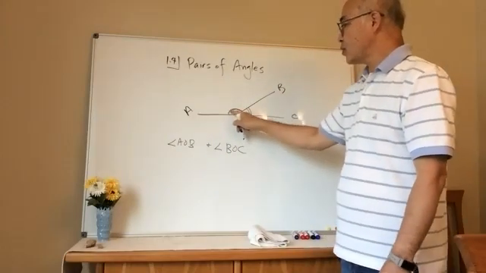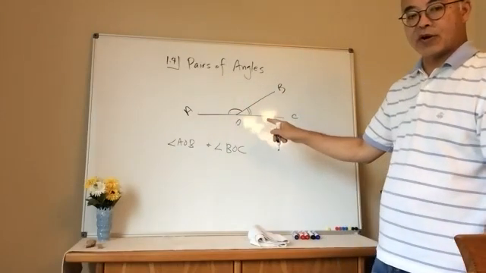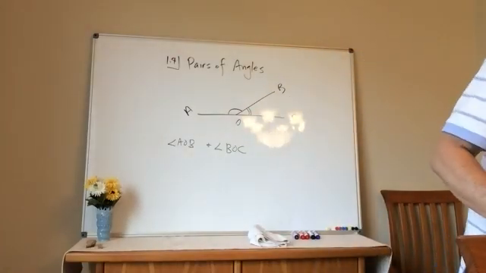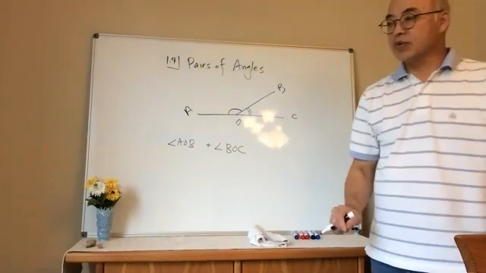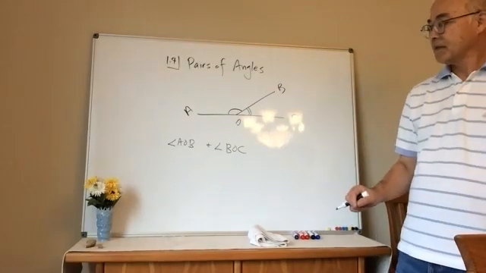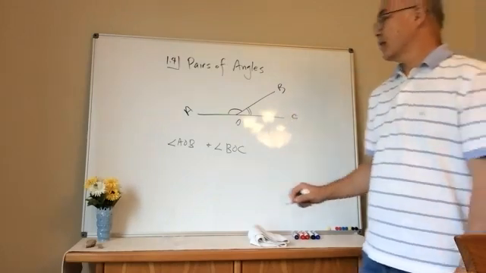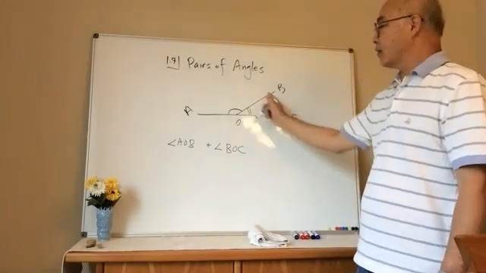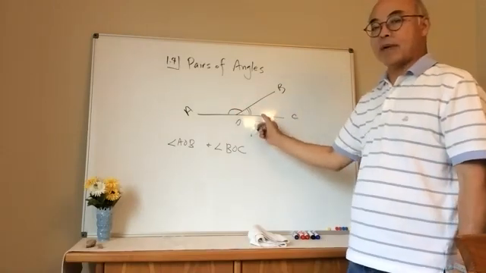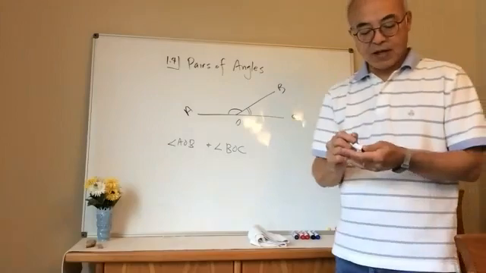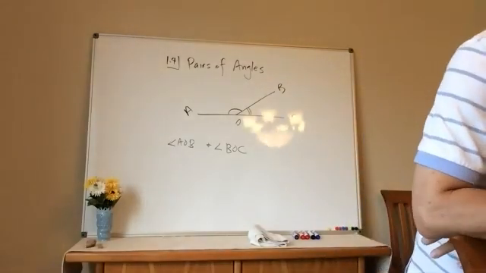In other words, when you add the angles together, how many degrees would that be? Raquel, can you tell us how many degrees that is if I add them together? 180. 180, correct. So when you add the two together, they are linear. If they are linear pairs, they would add to 180 degrees. So that's what a linear pair is.